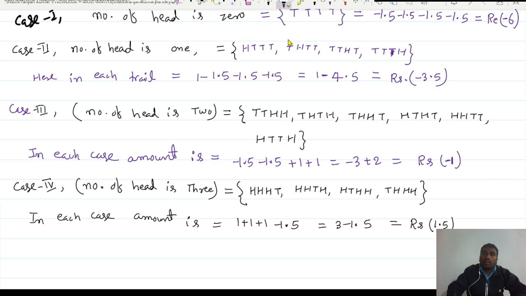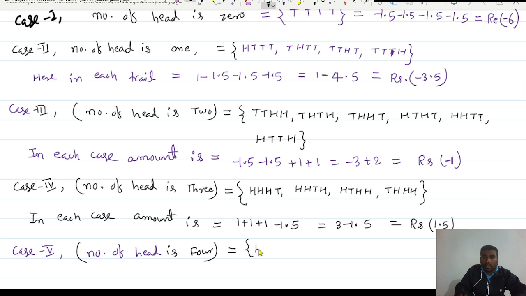Okay, fifth case, the last case, case number 5, that number of heads is 4, means all of them are showing head only. That is head, head, head, head. That is only one case. So what is the amount you are getting in this case?